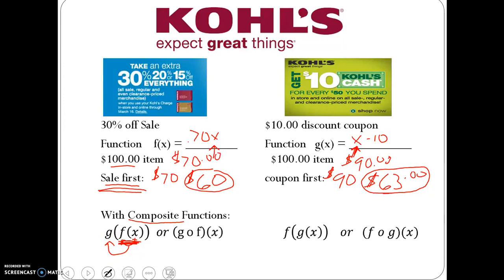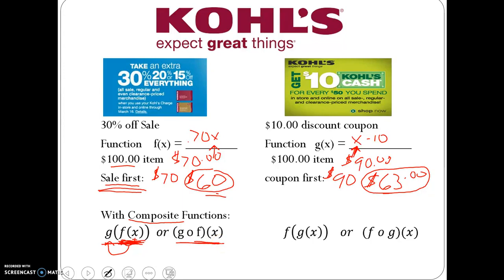Review of what we did is we had a $100 item. We stuck it into the f of x function and got $70. Then we took the $70 and we stuck it into the g of x function and got $60. And so that can be described as g of f of x, which is what I have here. But it could also be written as g of f of x, said the same way, just denoted in a different way, which is what I have over on the right hand side.